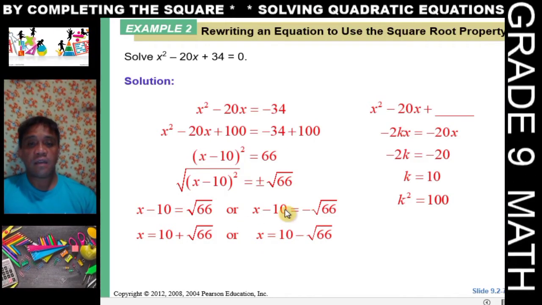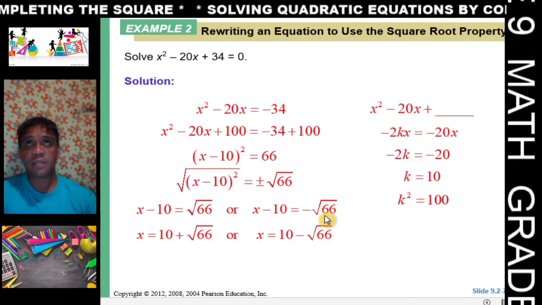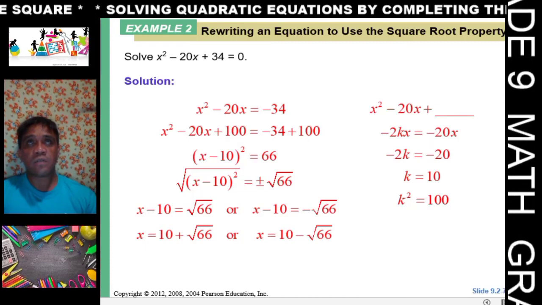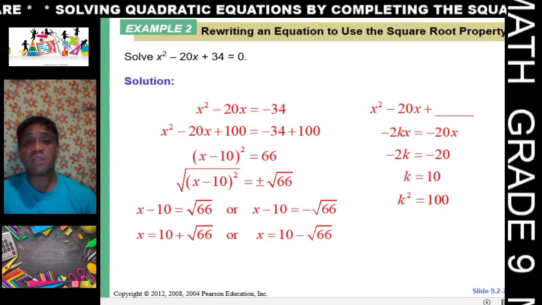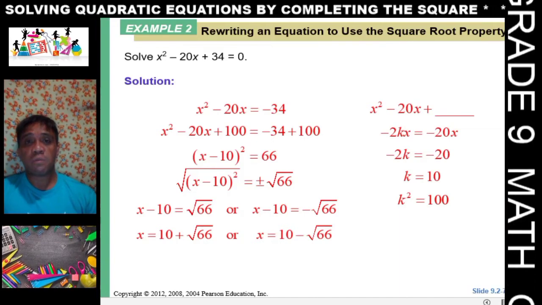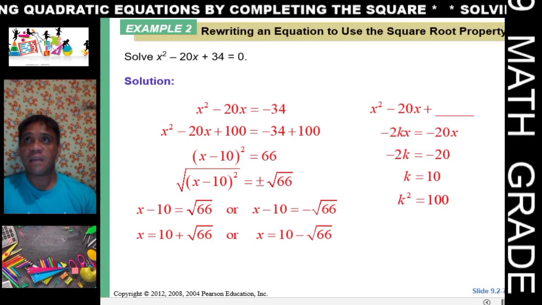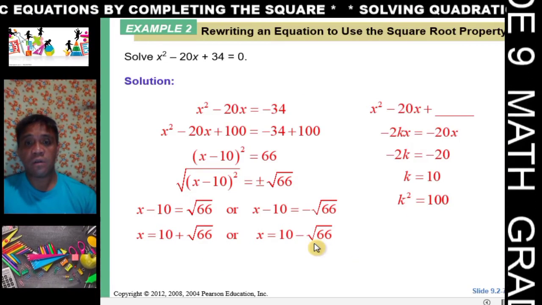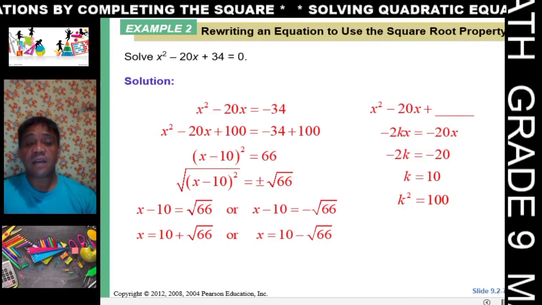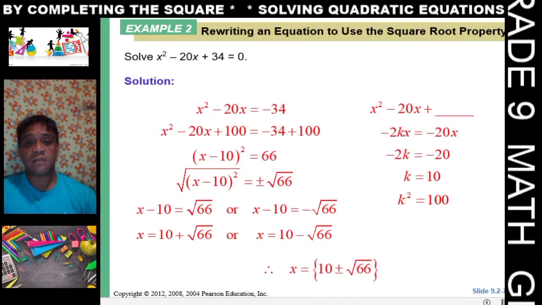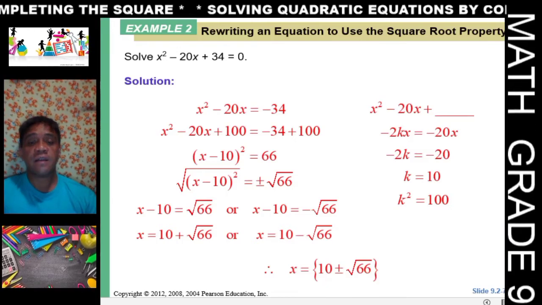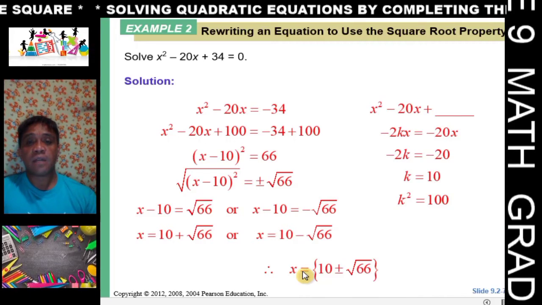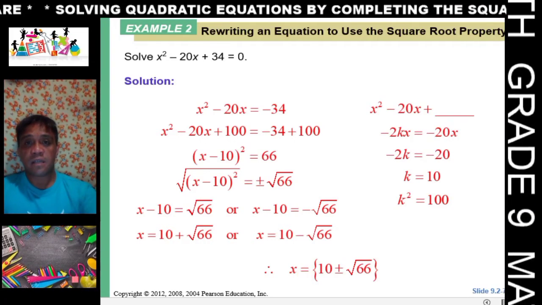Take note that even if we can factor 66 by 6 times 11, as far as the square root is concerned, to make it simplified, one of the factors must be a perfect square. Since 6 and 11 are not perfect squares, we have to leave the square root as is, the square root of 66. So therefore the value of x is equal to the set 10 plus minus square root of 66.